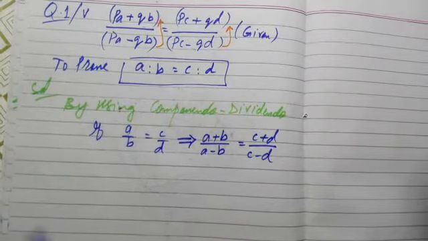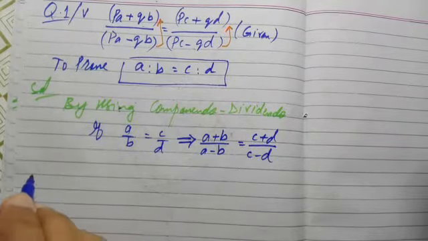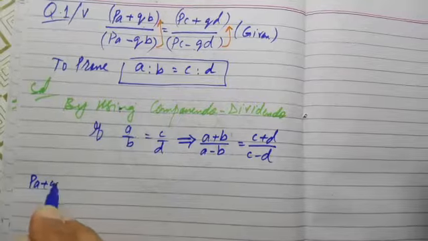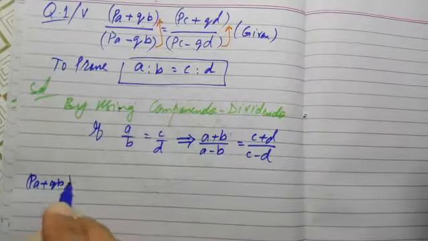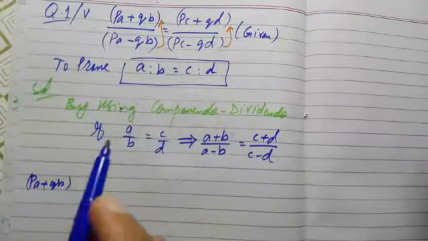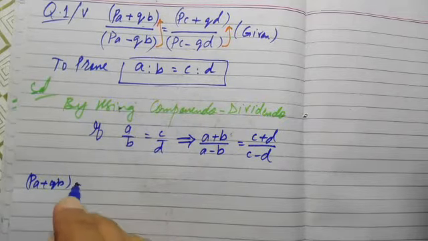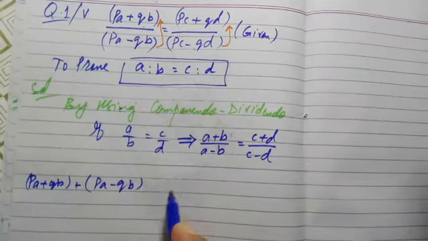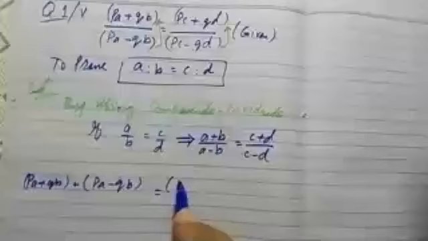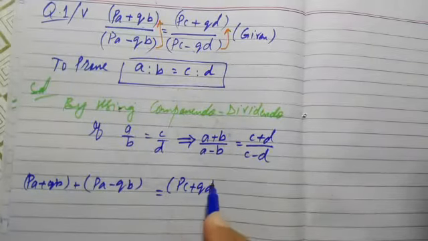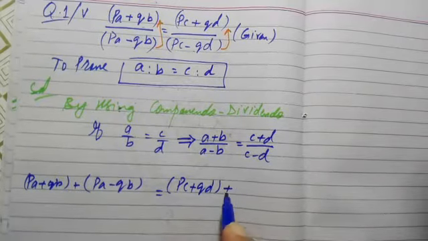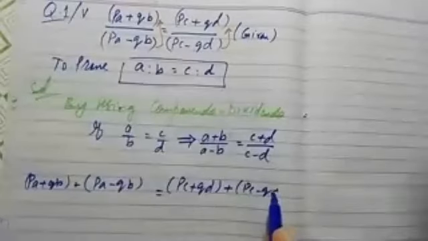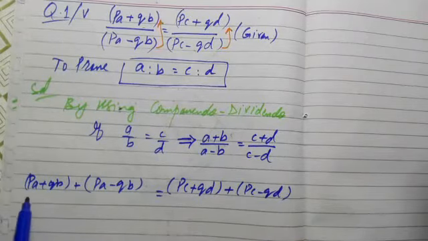PA plus QB. Try to write it on the extreme left side of the page so that you can get some space to work out. PA minus QB. And the same will be done on the right hand side, PC plus QD and PC minus QD. This is the first step that we have done. We have shifted the terms from the denominator to the numerator.